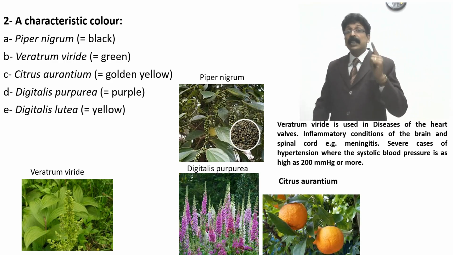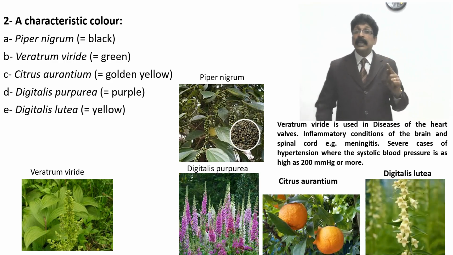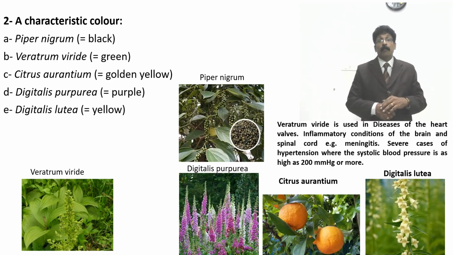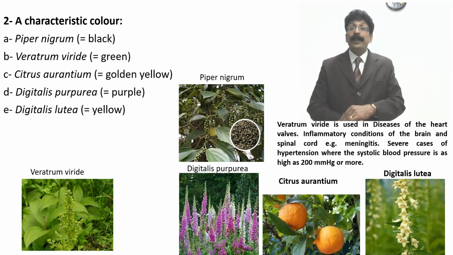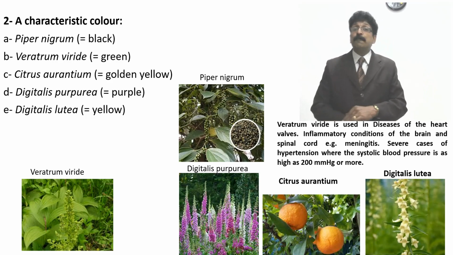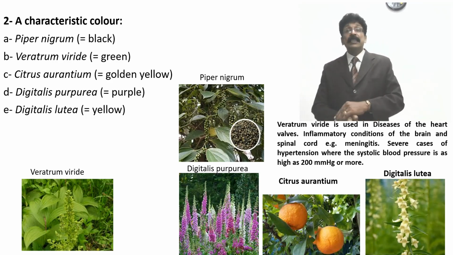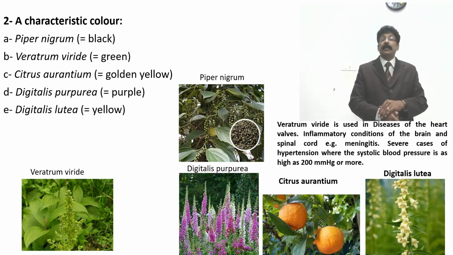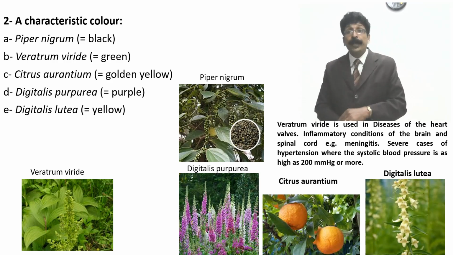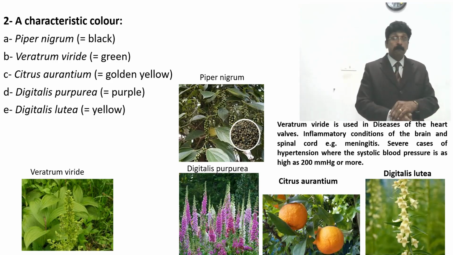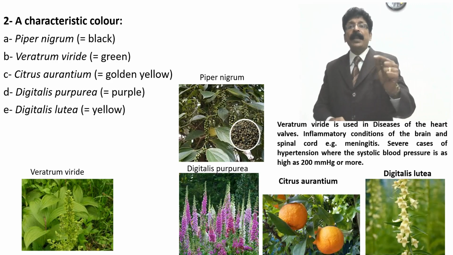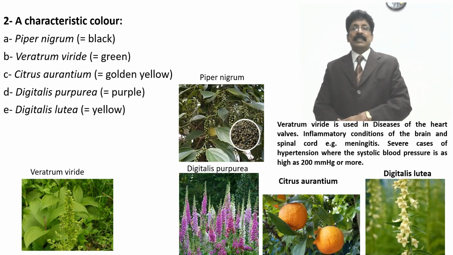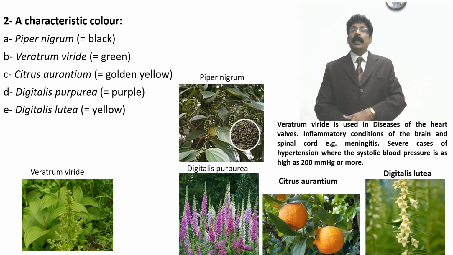Digitalis lutea. Lutea stands for yellow color. Both of them are different species. One is Digitalis purpurea, because the flower is purple in color, and Digitalis lutea is yellow in color. Lutea means yellow, purpurea means purple. The color and characteristics of the parts of the plant are indicated in the species name of the botanical source once it is mentioned.